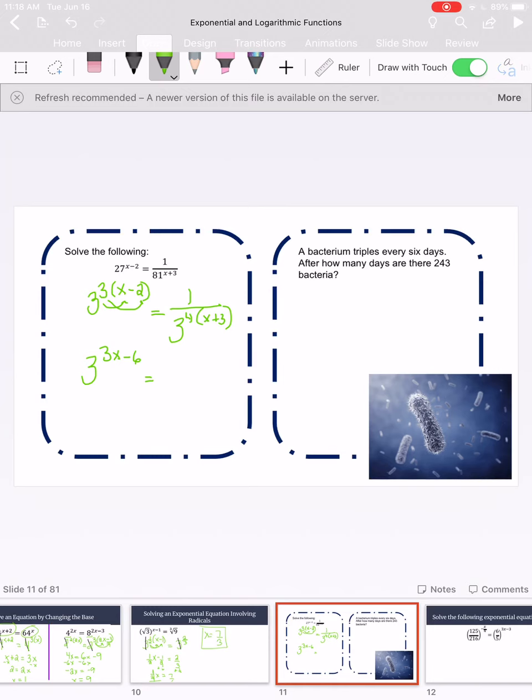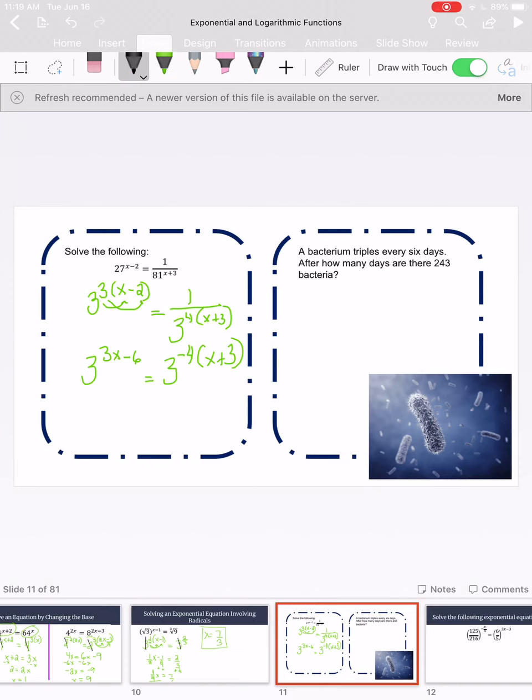And my issue here is that I have the 3 to the exponent of 4 on my denominator. So what I want to do is move that to the numerator. In order to do that, I'm going to write this as 3 to the exponent of negative 4, just like that, because I want it to look the same on the left and the right.